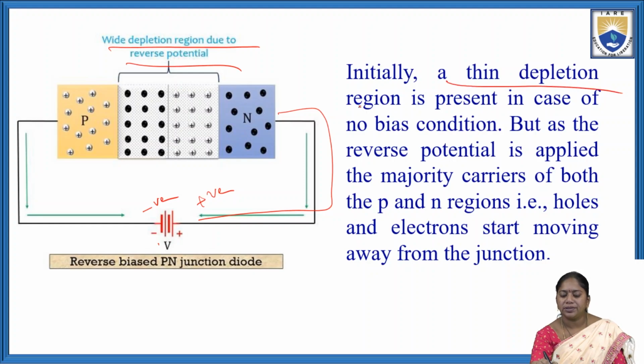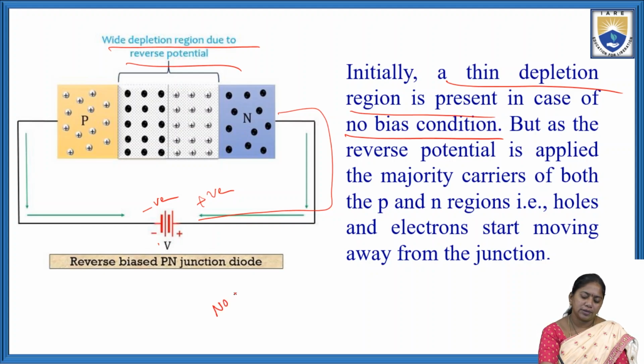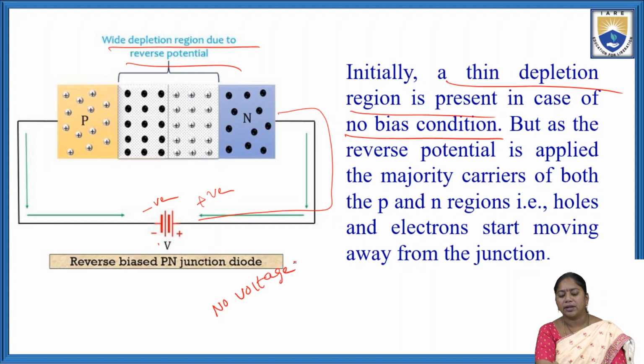Initially, a thin depletion region is present in the no bias condition. No bias condition means there is no voltage applied between the terminals of the battery, the applied voltage is zero.